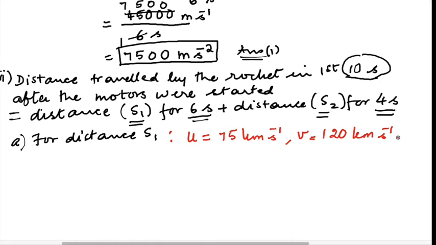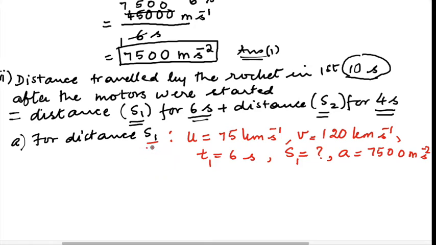And during this, our time interval is 6 seconds, correct? And we have to find the distance S, how much. So we'll call this T1 and we'll call this S1. All right, which is the formula which will have V, U, T and S. Now remember that we have even acceleration. What is our acceleration? It is 7500 meter per second square.